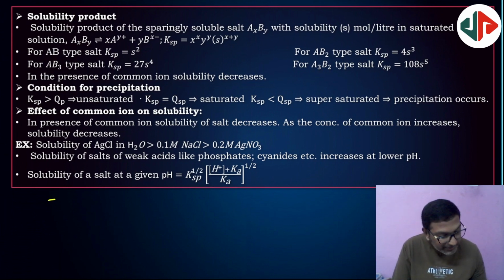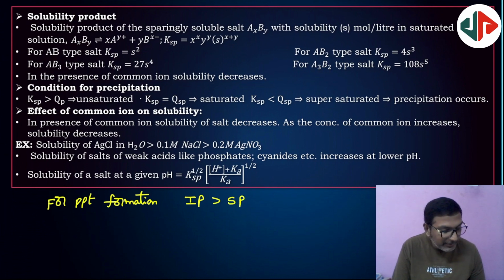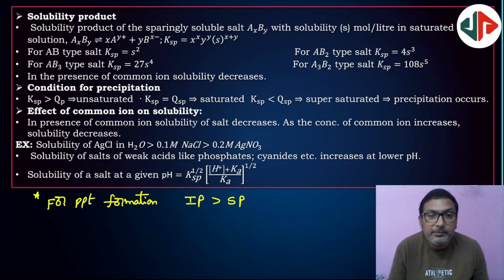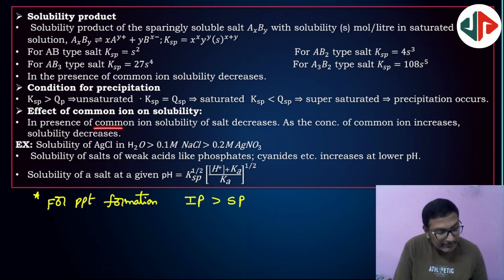So for precipitation, that means for PPT formation, ionic product should exceed solubility product. Remember this point. Ionic product should be more than solubility product. Next, presence of common ion and solubility. Due to the presence of common ion, solubility decreases.